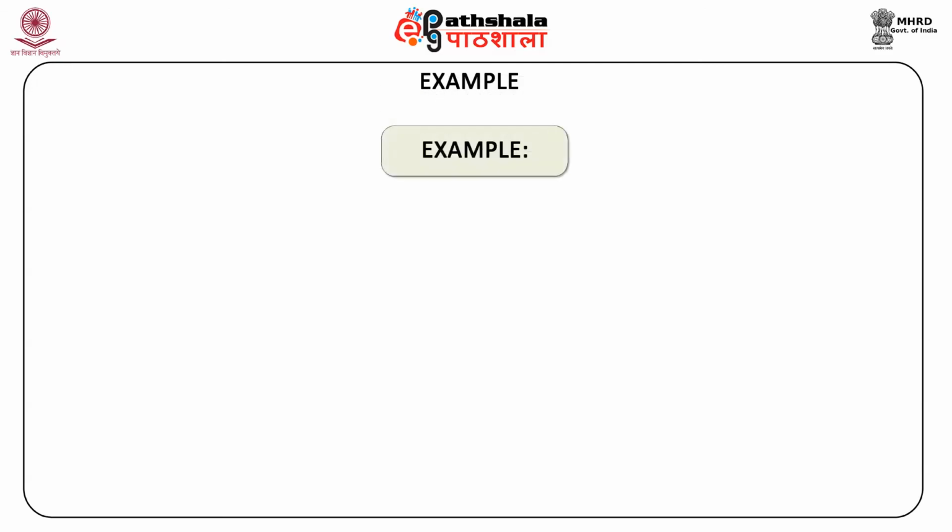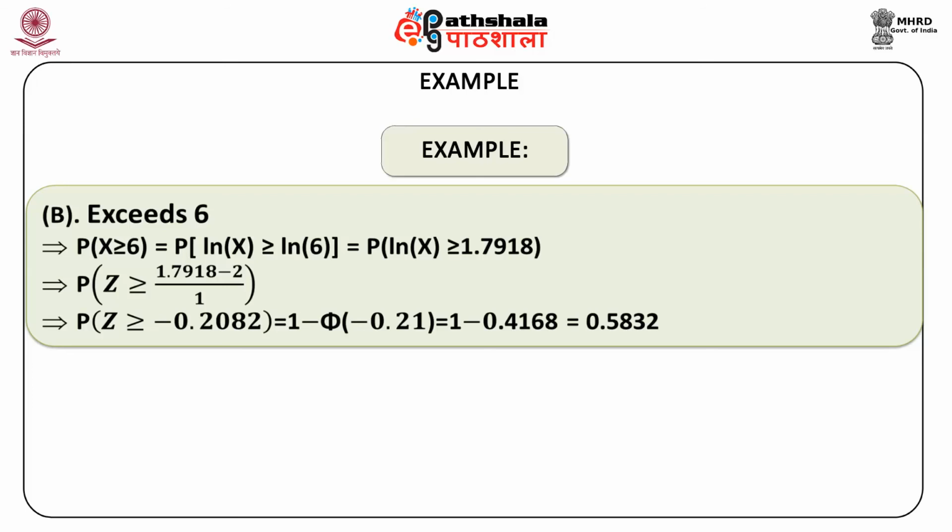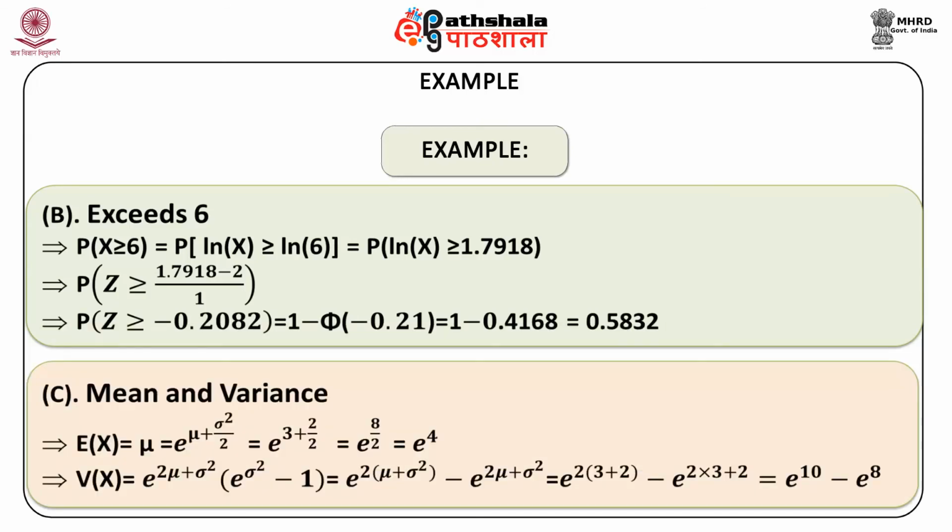The probability that x is greater than or equal to 6 is equal to the probability of log x greater than or equal to log 6, which is the probability of log x greater than or equal to 1.7918, which is the probability that z is greater than or equal to (1.7918 minus 2) divided by 1, which is equal to the probability that z is greater than or equal to minus 0.2082, which is equal to 1 minus phi of minus 0.21, which is equal to 1 minus 0.4168, which is equal to 0.5832. C. Find the mean and variance if mean is equal to 3 and sigma equal to 2.